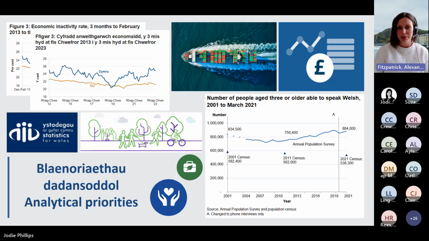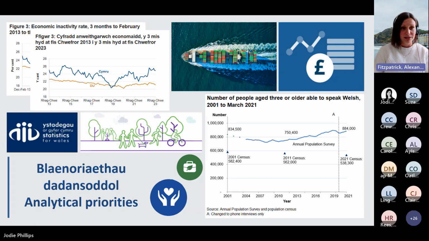And one where I know quite a bit of work is ongoing is around green jobs. We have the Net Zero Skills Action Plan in Wales, and so the green jobs work that ONS is currently working on, and what may be available for Wales and areas of Wales, will be really, really interesting to us.